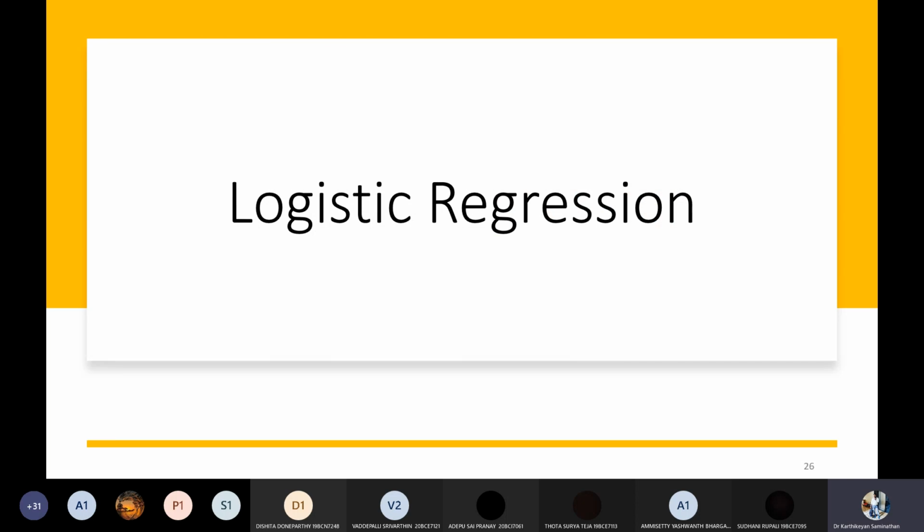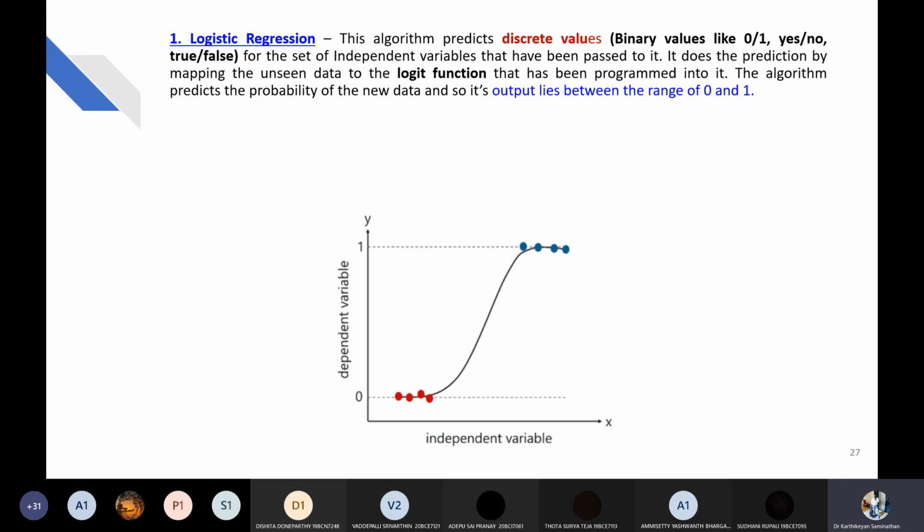Then logistic regression. Logistic regression is an algorithm that predicts a discrete value, either a binary value 0 or 1, or yes or no, or true or false, for the set of independent variables that have been passed to it. It does the prediction by mapping the unseen data to the logistic function that has been programmed into it. The algorithm predicts the probability of new data, and so its output lies between zero and one. So that is your logistic regression.